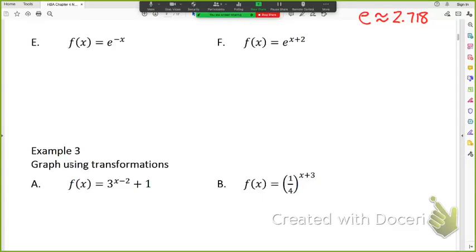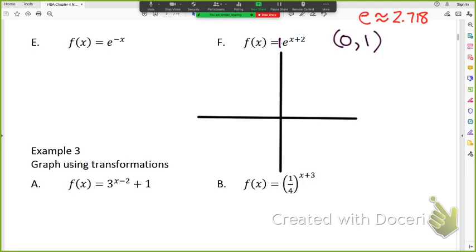All right. So, just like we did on the last one, if there is no number written in front of the base, the a value is 1. So my first point is still going to be 0, 1. My second point is going to be 1, a times b, and that a being 1, my b being e, means that's about 2.7 something, right?